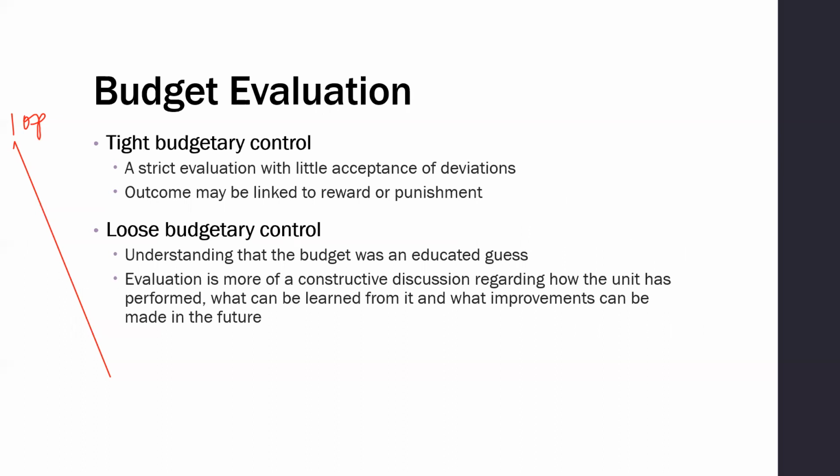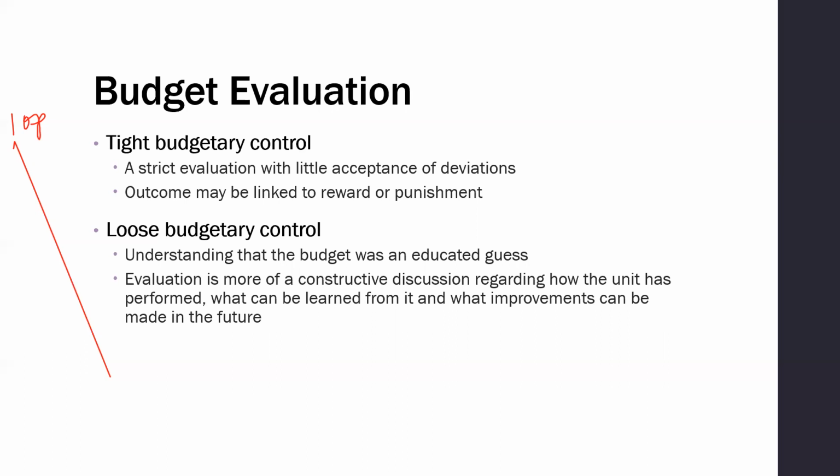Okay? Now, the second decision that you have to make, okay, is the budgetary control. Okay? How do you use the budget in evaluating performance of people? Are you going to implement a tight budgetary control or a loose budgetary control? Okay? Kung tight ang budgetary control, ibig sabihin, you are using the budget as a strict evaluation tool with little acceptance for deviations. So kung off ka by 2%, off ka by 2%.